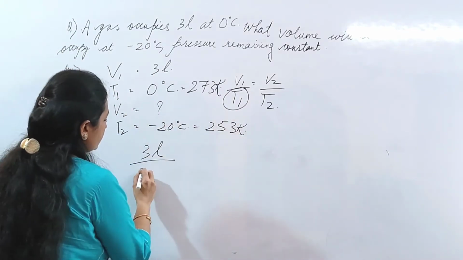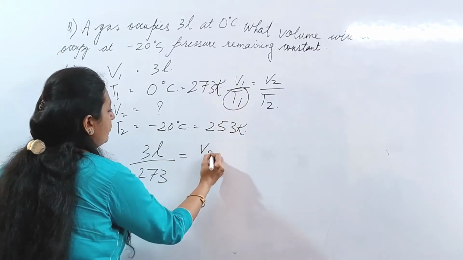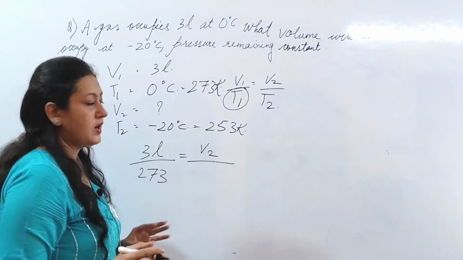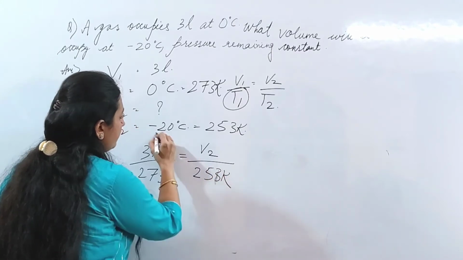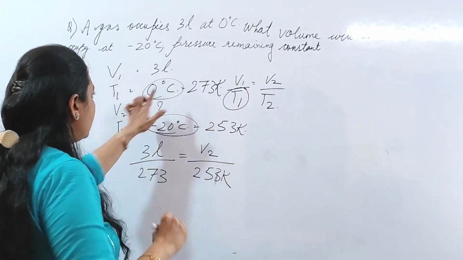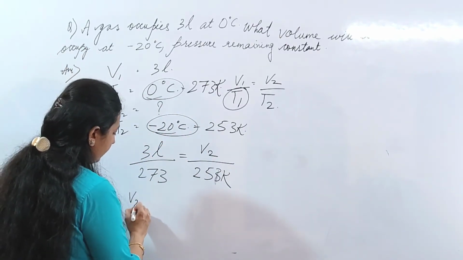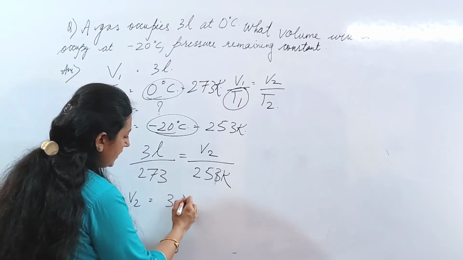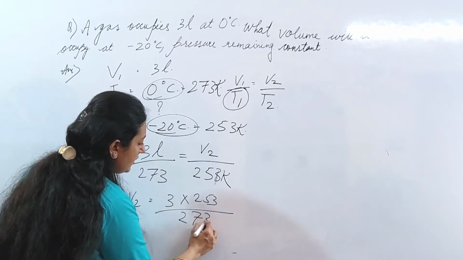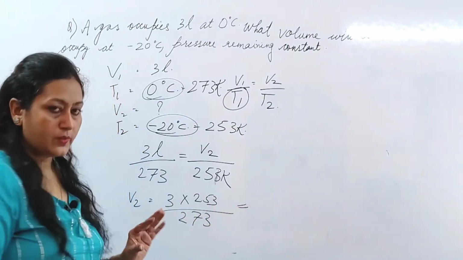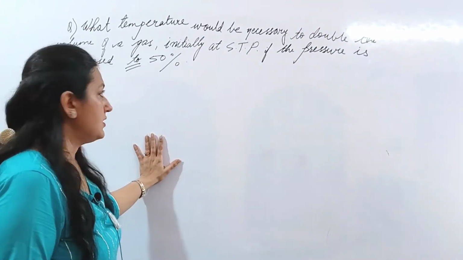Okay, so putting the values इस वाले formula में, V1 is 3 liters by T1 is 273 Kelvin. Okay, this is equal to V2 by T2. You have to find out V2, and what is T2? It is 253 Kelvin. Okay, this is very important, children. You have to convert degree centigrade into Kelvin. So here on solving this you get V2 is equal to 3 into 253 divided by 273, and on solving this you get 2.78.